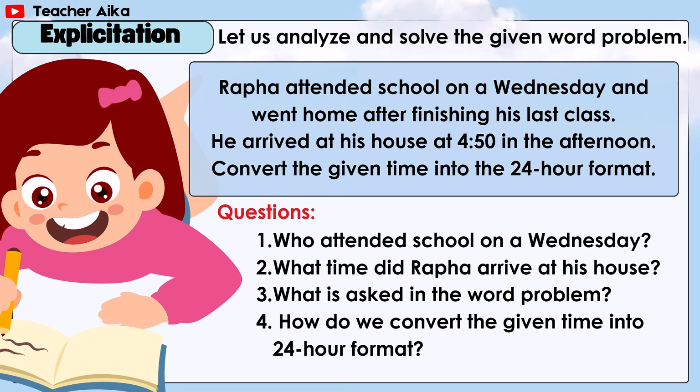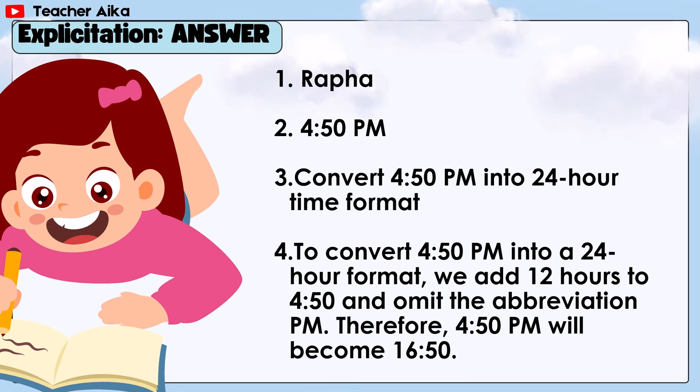Questions. First, who attended school on a Wednesday? Second, what time did Rafa arrive at his house? Third, what is asked in the word problem? And fourth, how do we convert the given time into 24-hour format? Here are the answers for explicitation.